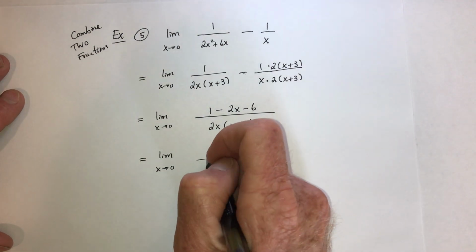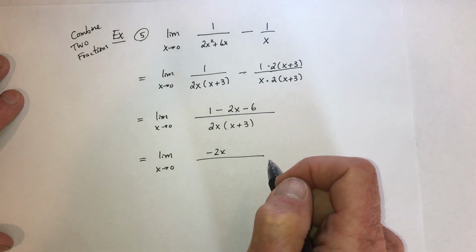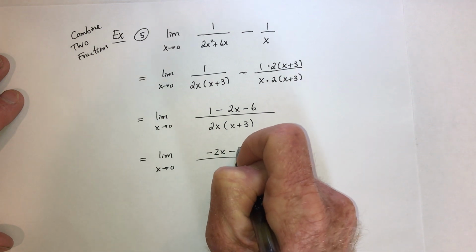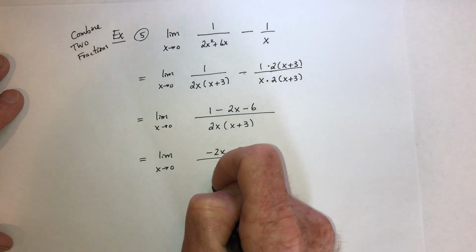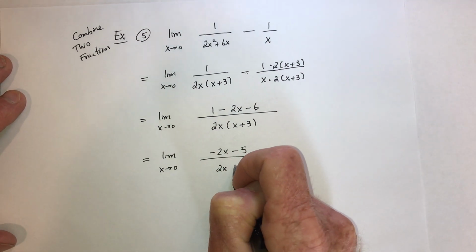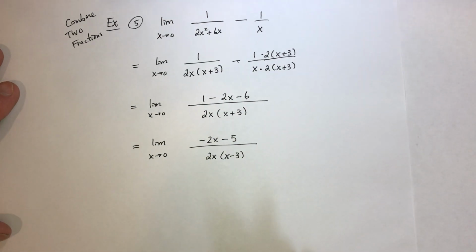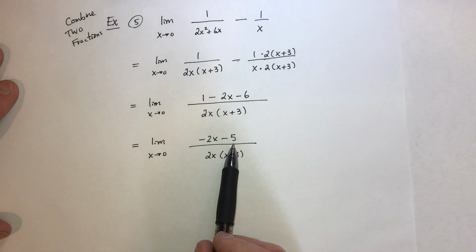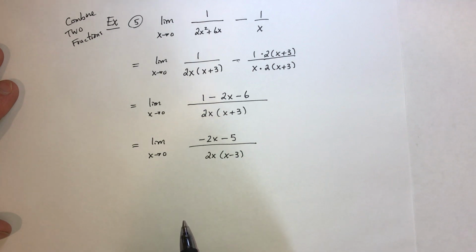So that's going to be negative 2x minus 5. And then it's over the common denominator, 2x times x minus 3. So with a 5 right here, I'm not going to be able to factor it. So then what do I do?